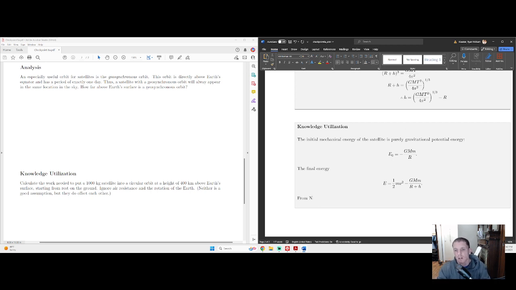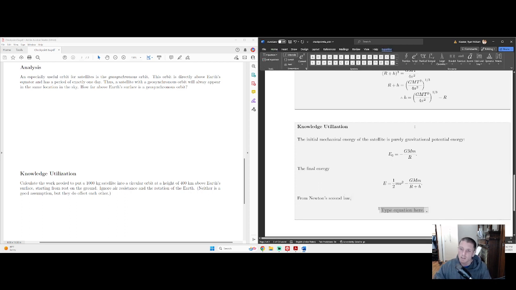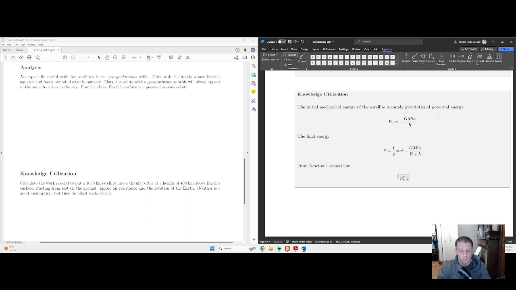Let's look at Newton's second law. From Newton's second law, we can write this, and we're thinking about the centripetal forces on the satellite here. We're going to write that the gravitational force for this particular case equals mv squared over r plus h. This is just the condition for uniform circular motion.